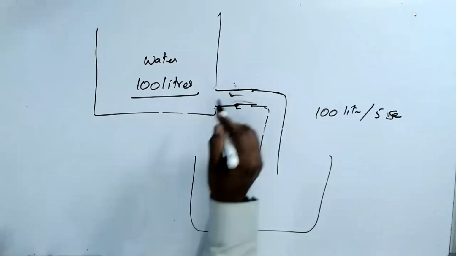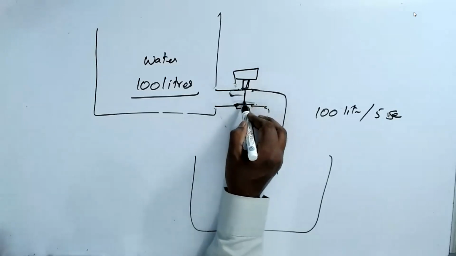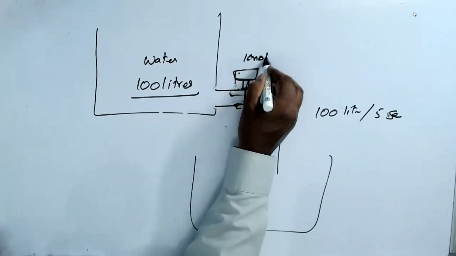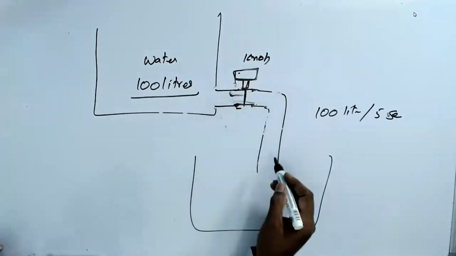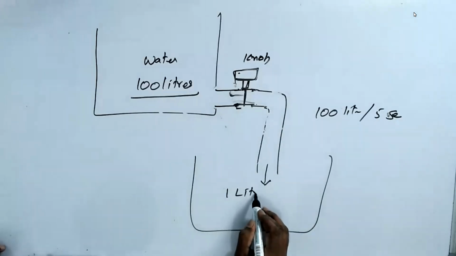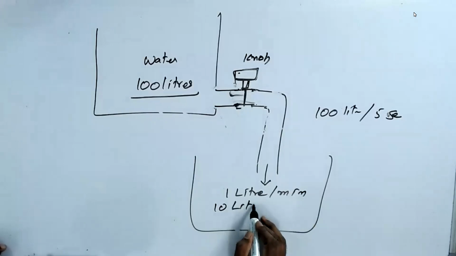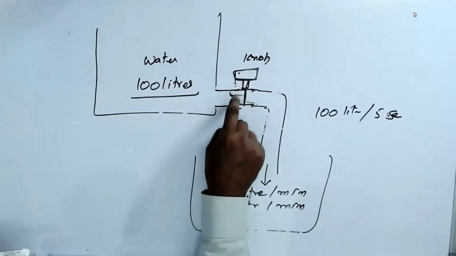So I have a control at the top. If I screw the knob slowly, it comes down, and at one point it blocks the entire water. When I increase the knob, the flow returns. So I can control the flow of water at either 1 liter per minute, or 10 liters per minute, or 100 liters per minute. That depends on this one.